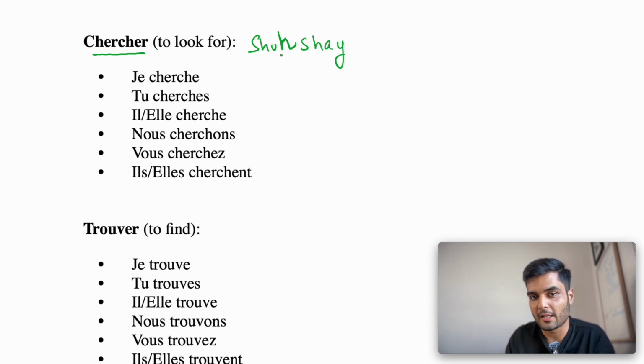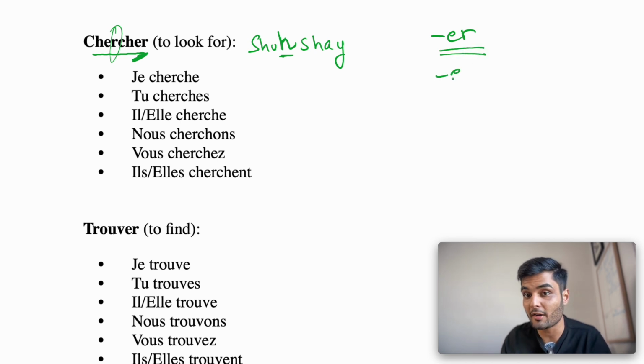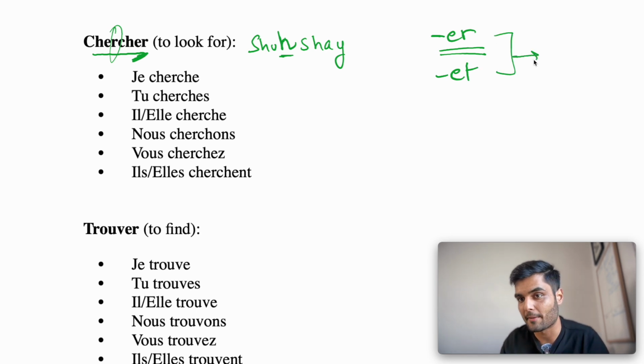Even though I have put H over here in English, the pronunciation is a bit R, because it's the French R, so it is chercher. The ER at the end won't be pronounced. This is the rule for you to understand: whenever you have ER, or ET as well, at the end of a word, they are never pronounced, they are pronounced as A.